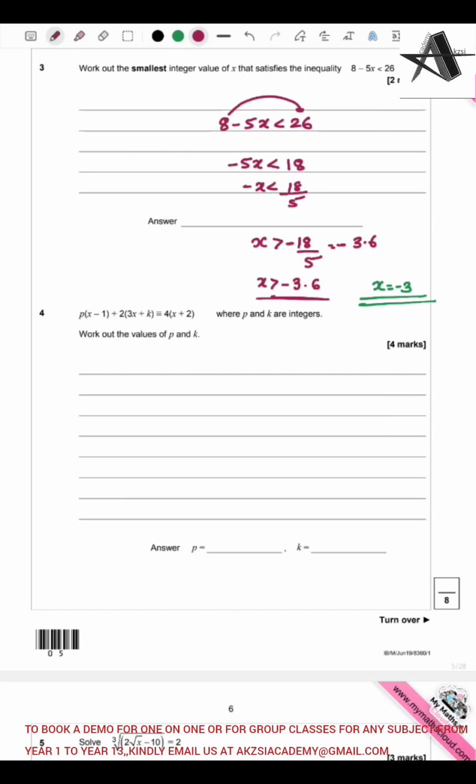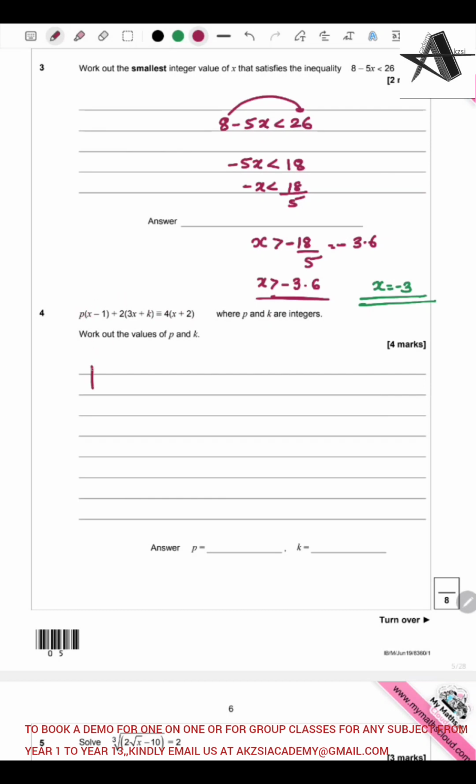Comparing means keep the left hand side as it is and try to convert your right hand side according to your left hand side, or your left hand side according to the right hand side. That means if you have x squared, x cubed, a constant, bring x and constant on either side to compare. Maybe if I'm saying it verbally it's not that clear, but when I solve it you will get to know. First we need to expand the brackets.